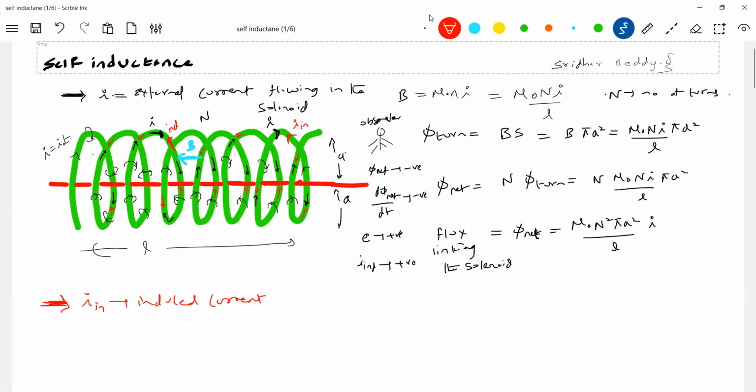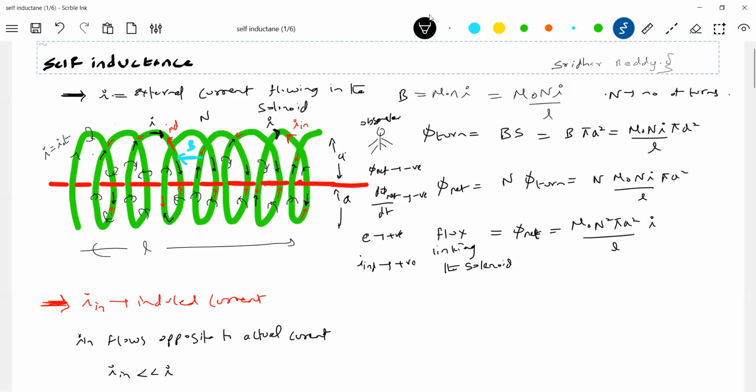Everywhere the current will be flowing, not only in the first turn, second turn, at all points in the coil, there will be an induced current. Why does this induced current flow? According to Lenz's law, the direction of induced current should be such that it should oppose the cause. So I induced, how will it flow? I induced flows opposite to the actual current.